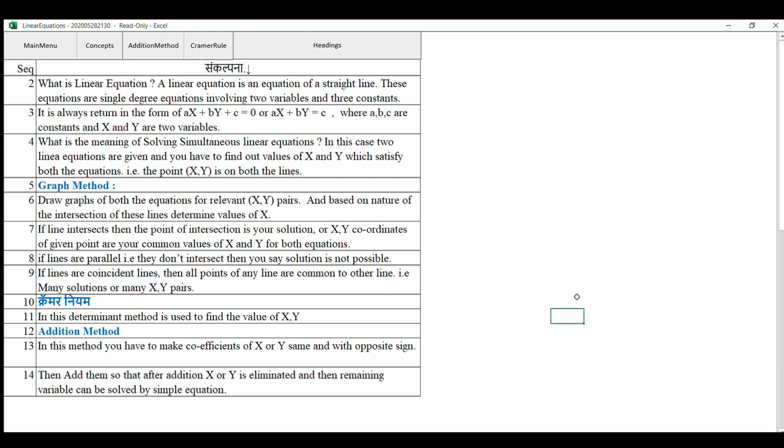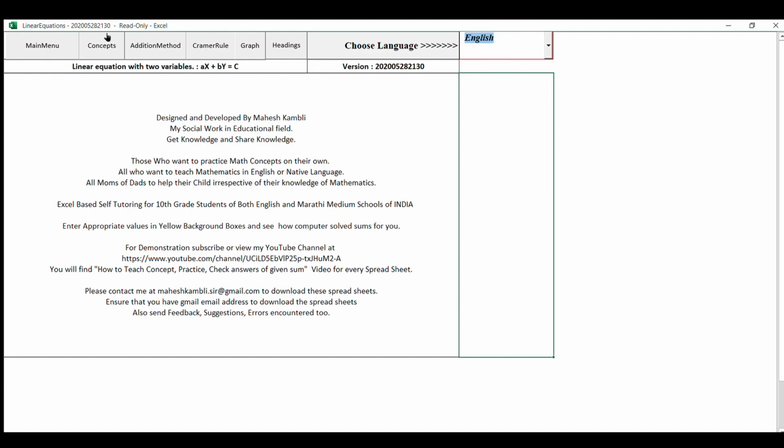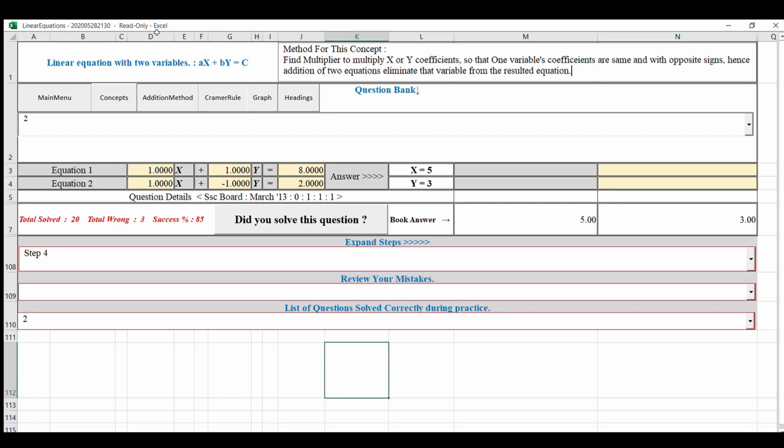Okay, now let us take a look at Cramer's method. Oh, it is Marathi here, right? Let me change that first to English. Alright, so we are going to use this Cramer's rule. Basically, Cramer's rule uses a method called the determinant method. Rather than explaining the concept in theory, let's straight away jump to the sums.